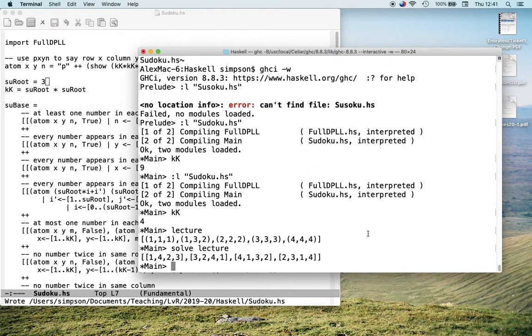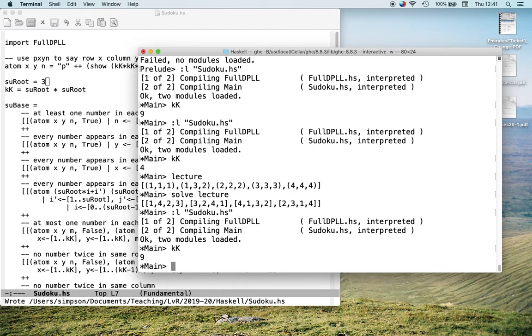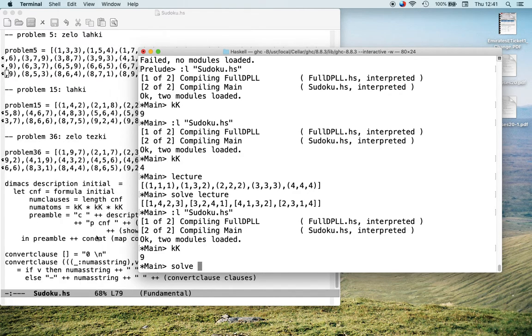Go back to Haskell. So I want to load again. Okay, so it loaded. Let's again look at the KK value. That's now 9. So let's see if it's going to solve the 3 by 3 problem. Let's give it the very hard one. So I want to do solve, and let's see what the very hard one.